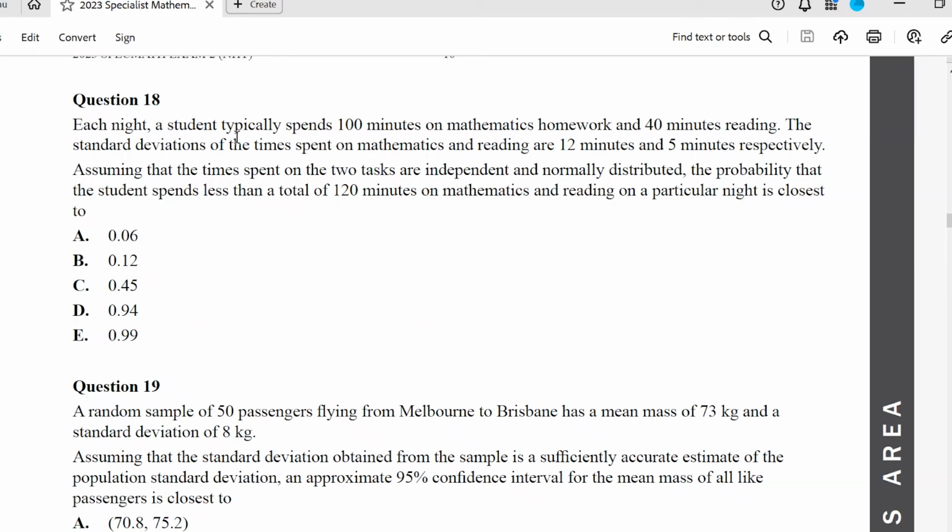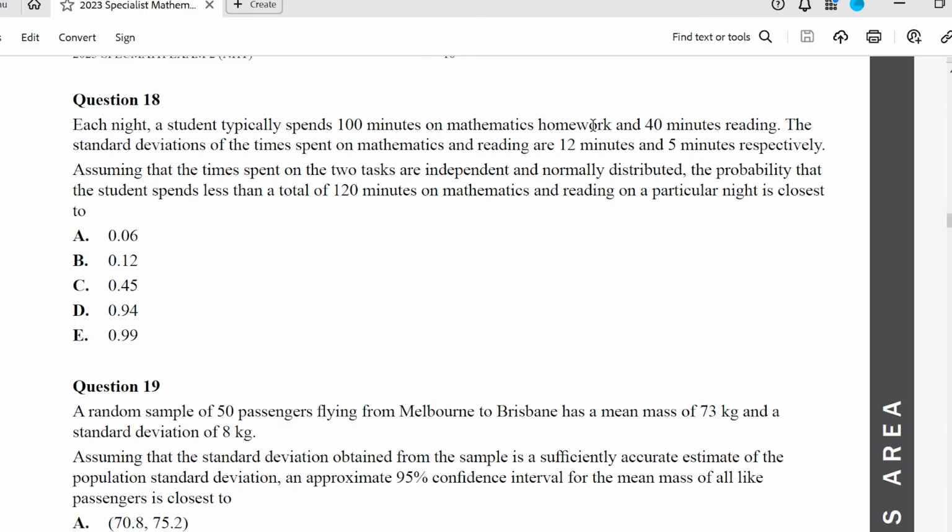Typically spans, I assume they mean that's the average. The mean is 100 on maths and 40 minutes on reading. Standard deviations are 12 and 5. Assume the two tasks are independent and normal. We want less than 120 minutes on a total. So we would be defining a variable, which is the sum of the maths and the reading. The mean of that is just going to be 100 plus 40, that's 140.